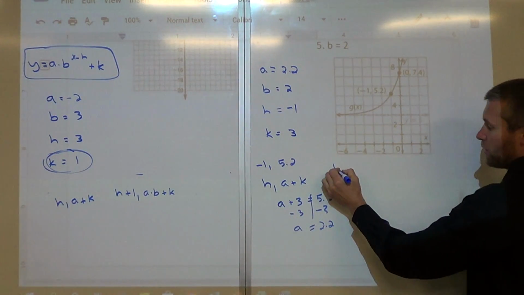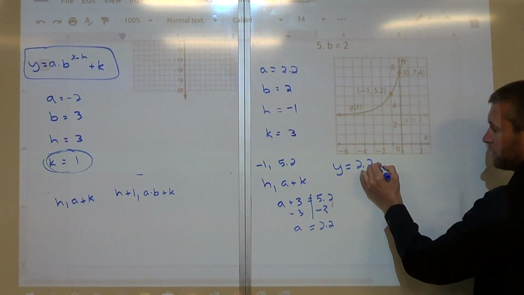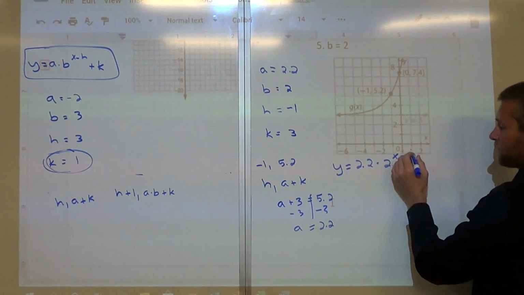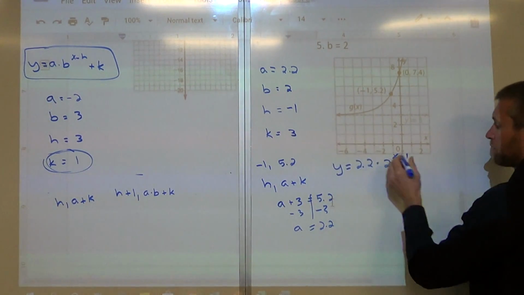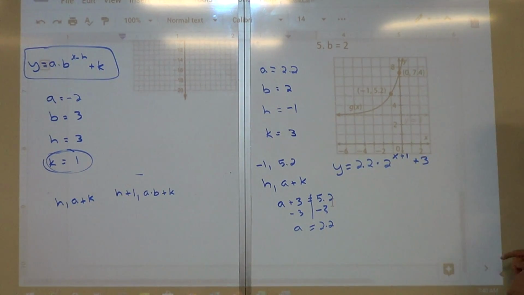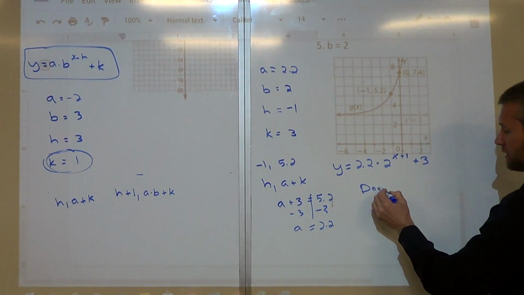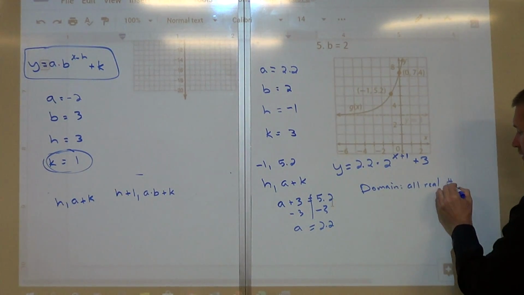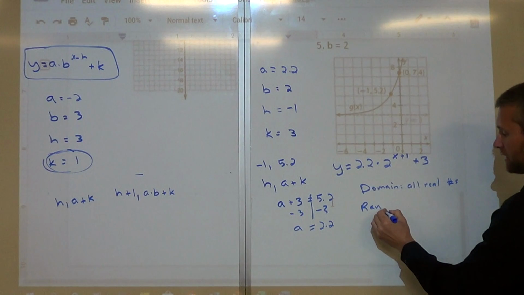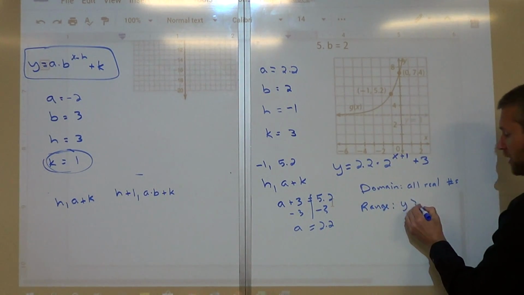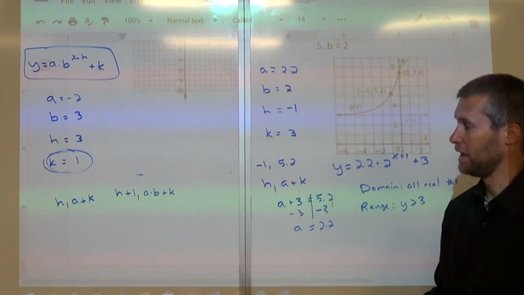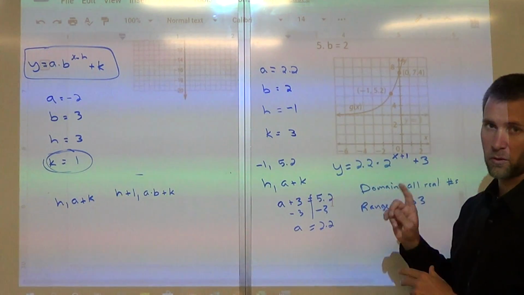And now I have my equation. Y is equal to my A value, 2.2, times my B value, 2, to the X minus my H value. My H value is -1, so it'll be +1, plus my K value, 3. Again, my domain stays the same. Because the graph's going left and right, it's all real numbers. My range for this one, it's opening up now, so it's everything that's greater than this value of 3. So I just want to point those out. It comes back to identifying A, B, H, and K with each one, and then determining, do I write my equation or do I graph my points?